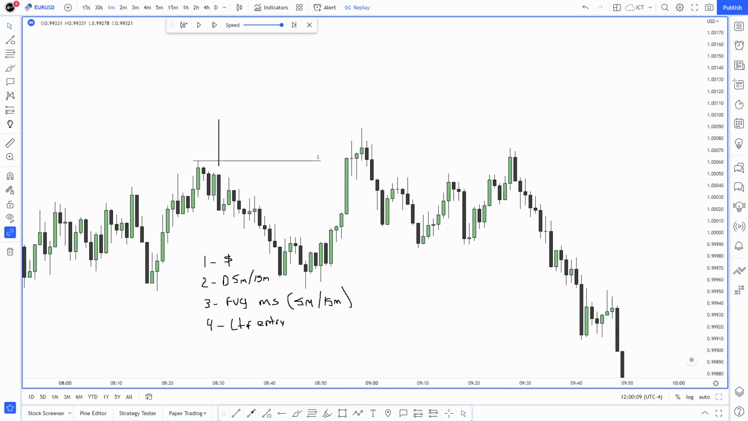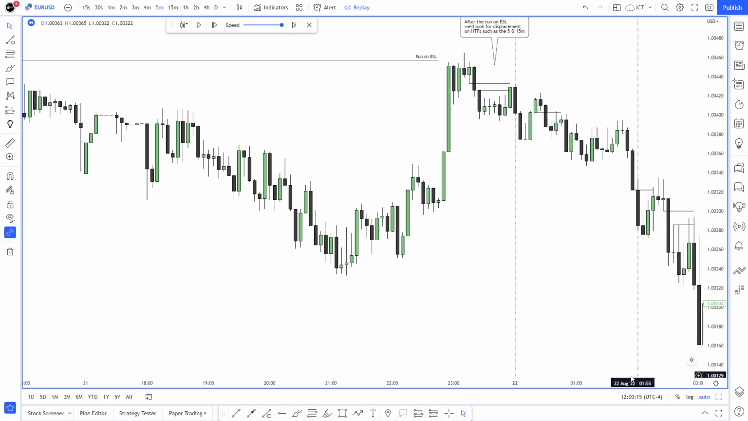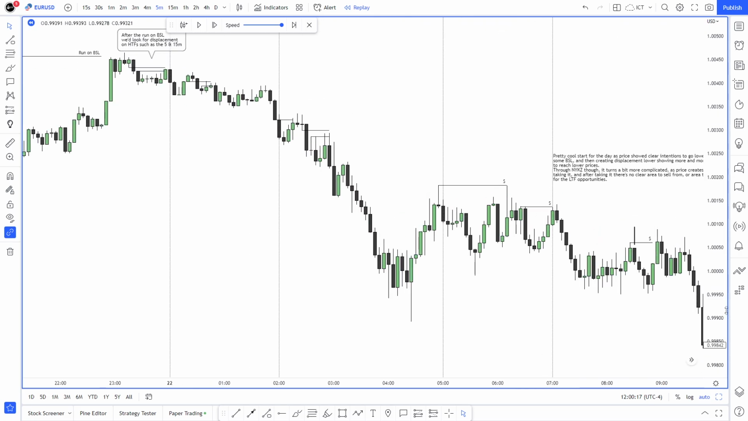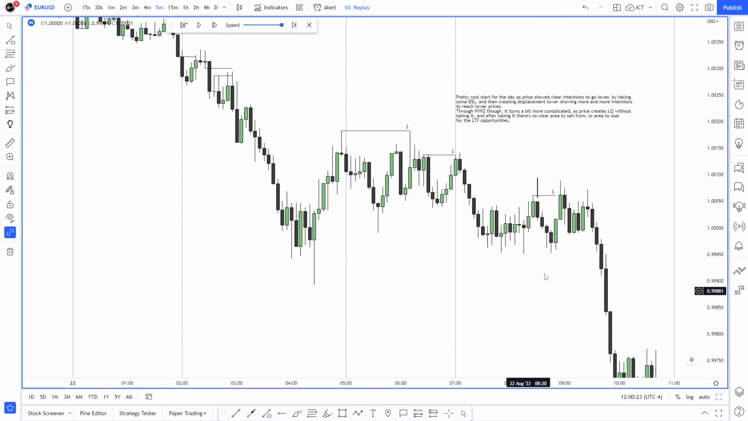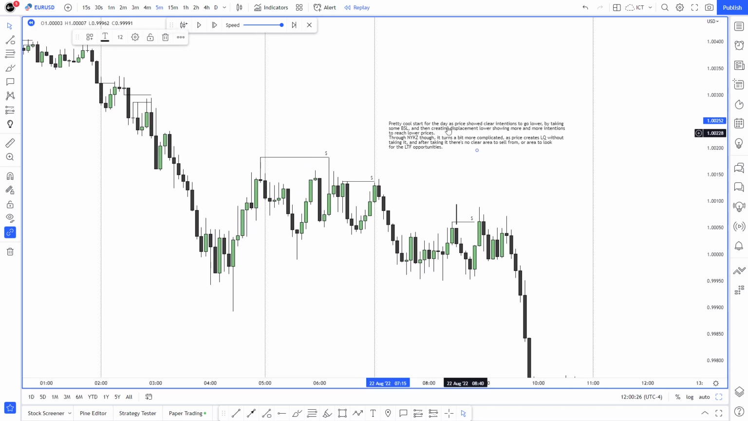So again, this Monday specifically, I do believe we had some really good price action that we could have used, right? As an example, London midnight, everything was actually pretty clear, right? Overall the direction was pretty clear, and it ended up going in that direction, right? But as I mentioned, through New York kill zone, it turned out to be a bit more complicated. Price creates liquidity without taking it, and after taking it, there's no clear area to sell from or area to look for lower time frame opportunities. So what I mean with that is that after we finally do have a clear run on buy side liquidity, there's no displacement with a market shift that we can actually take advantage of. And when it does happen, we just don't get price trading into that to then continue lower.